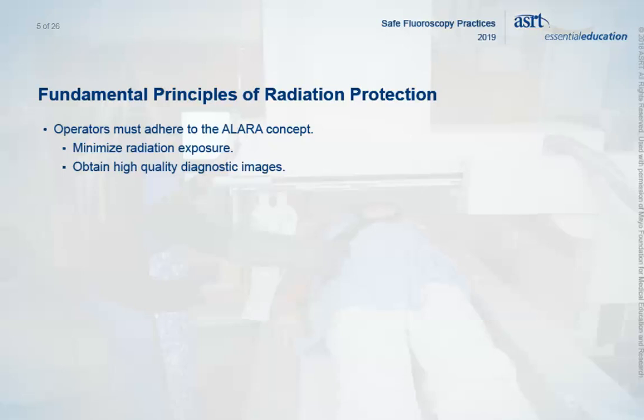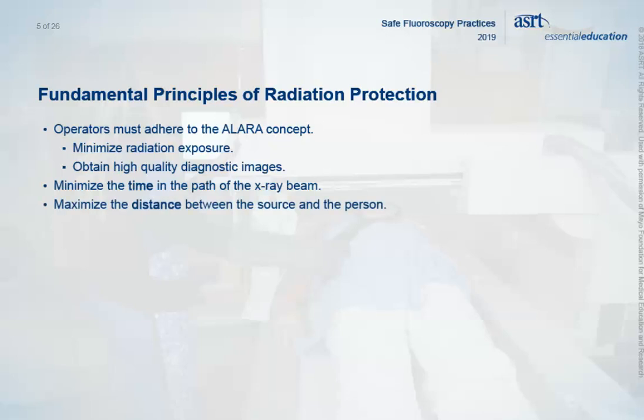The fundamental principles of radiation protection are time, distance, and shielding. Radiation safety measures include minimizing the length of time the patient or others are in the path of the X-ray beam, maximizing the distance between the source of ionizing radiation and the person exposed to it, and maximizing shielding of the patient and others from radiation exposure. By following these principles, fluoroscopy operators will ensure the safety of their patients and minimize their occupational exposure.